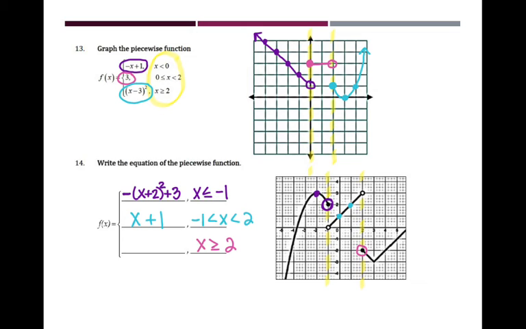And then for this last piece is an absolute value function. And I can see my vertex of my absolute value has been shifted to the right 3 and down 3. So I'm going to write this as absolute value of x minus 3 for it to move to the right, and then down 3. So I'm going to do minus 3 on the outside. Okay, so that's it for piecewise.